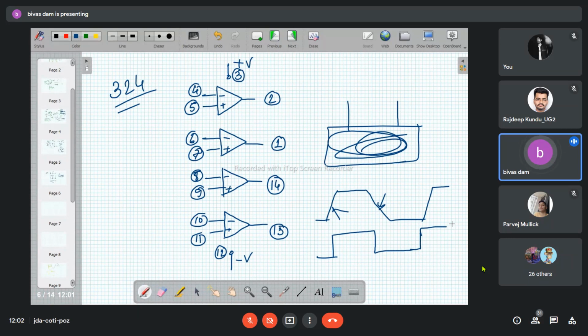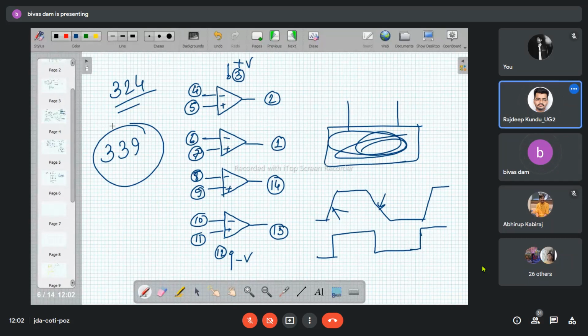One such comparator IC that we will study in the next class, since today the time is already over, is the 339. We'll start from this 339 in the next class, and probably in the offline mode, if you all want. Yes, sir.